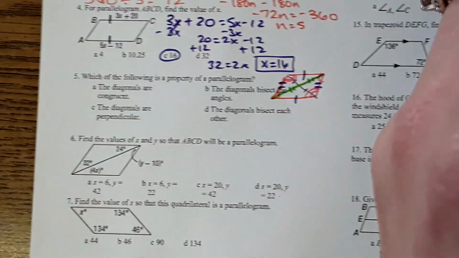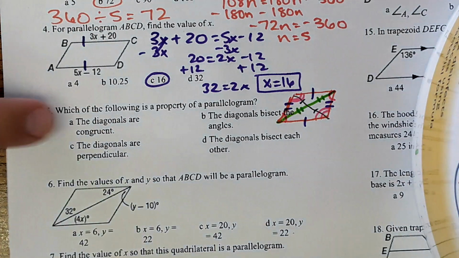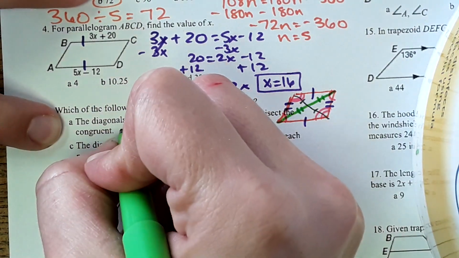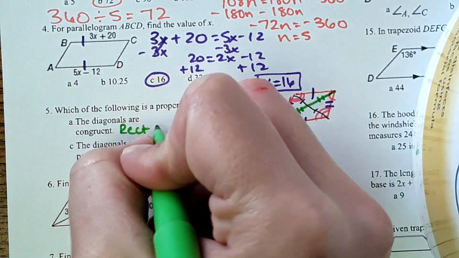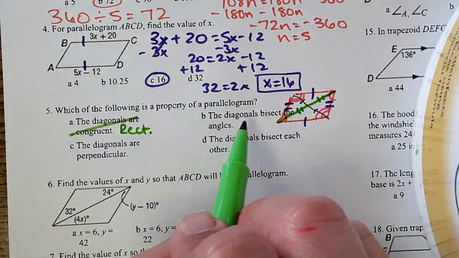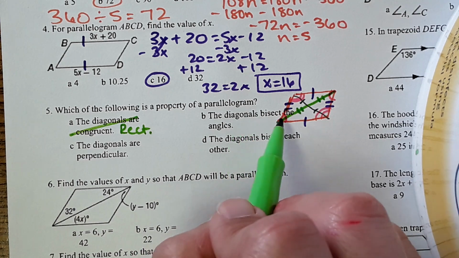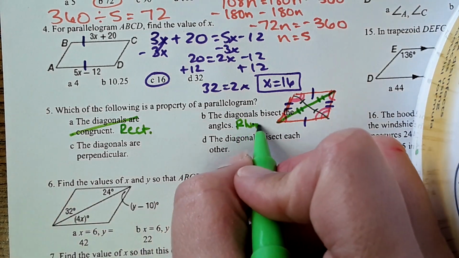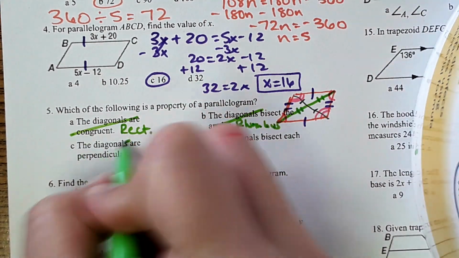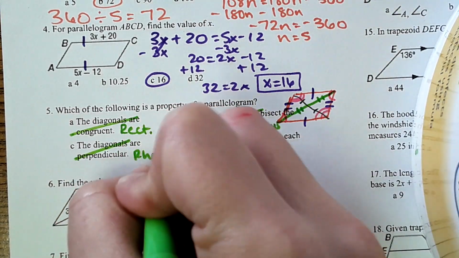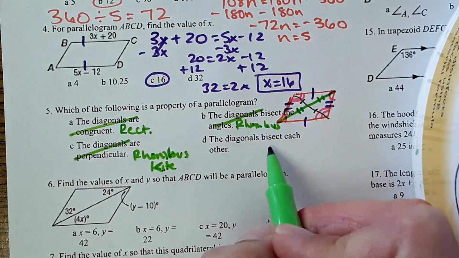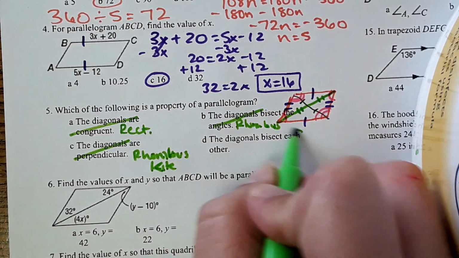Okay, now I can look at the answer choices and really decide what's what. Diagonals are congruent. No, I can even see visually that's not the case. Diagonals are congruent in a rectangle, but not a parallelogram. Diagonals bisect the angles. No, that's for a rhombus. Nope. Diagonals are perpendicular. No, I can see that there. Diagonals are perpendicular in a rhombus or a kite. And then diagonals bisect each other. That is true. Yes.